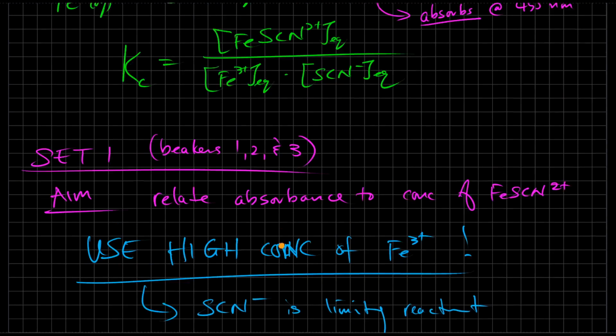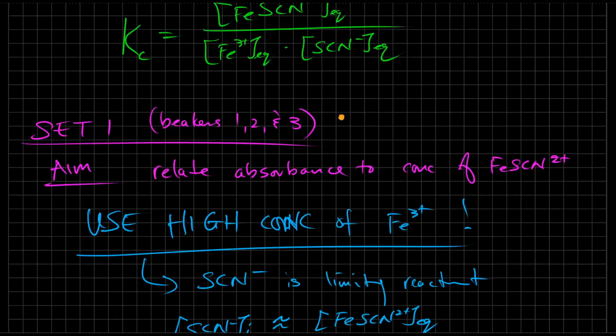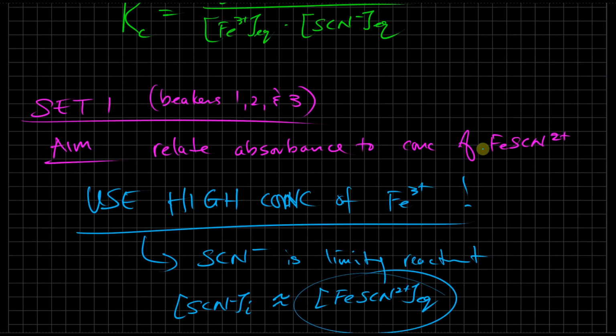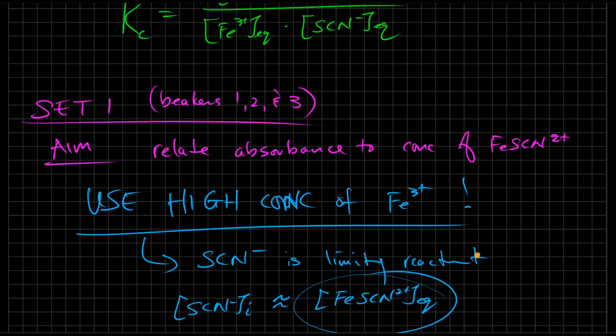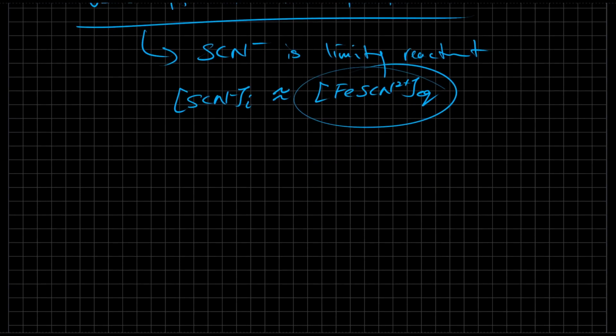So you use a high concentration of iron 3, which pushes the equilibrium all the way to the right and uses up all of the thiocyanate that you have. By doing that, we can figure out what concentration of iron thiocyanate we have, and then relate the absorbance to that concentration. So the question is, how can you figure out the initial concentration of thiocyanate? The answer is you just calculate the moles of thiocyanate and divide by total volume.